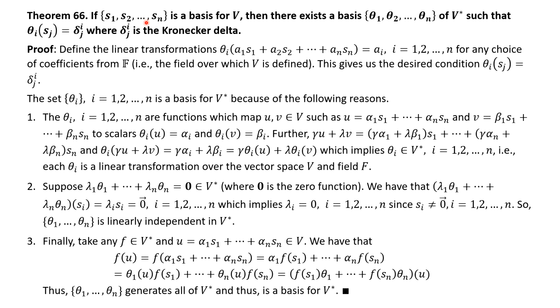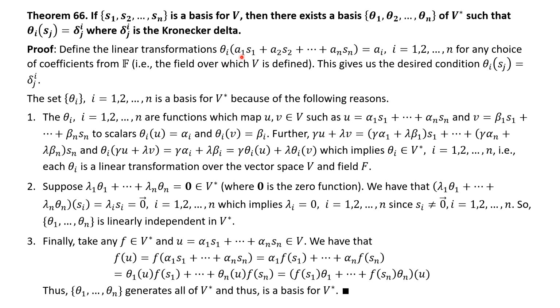We have a theorem concerning a vector space V and its dual V star. If we have a basis for a vector space V, then there exists a basis for the dual space such that theta sub i of s sub j equals the Kronecker delta ij. So if i equals j, then the output would be a 1. Otherwise, the output is a 0. So it's an easy relationship between these two bases, and it always exists. We're going to prove that in this theorem.